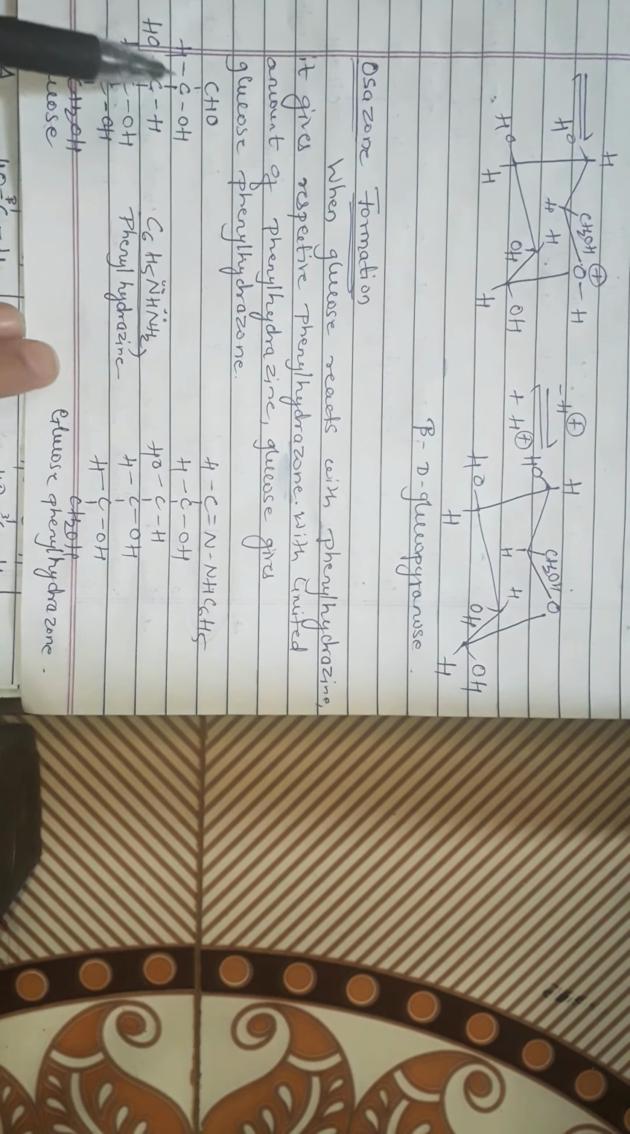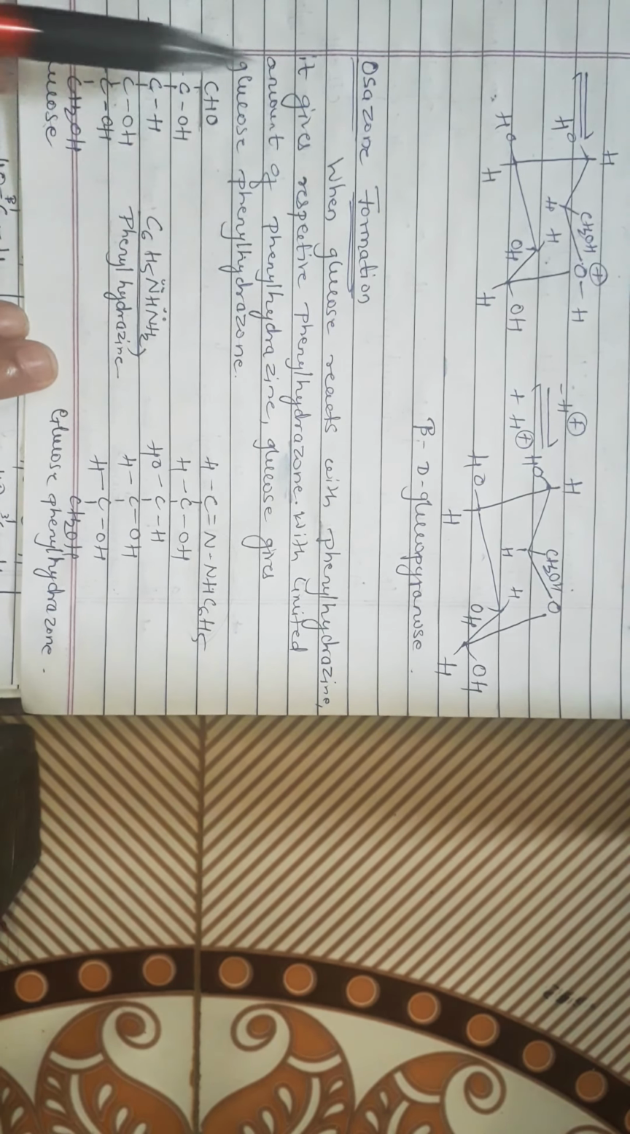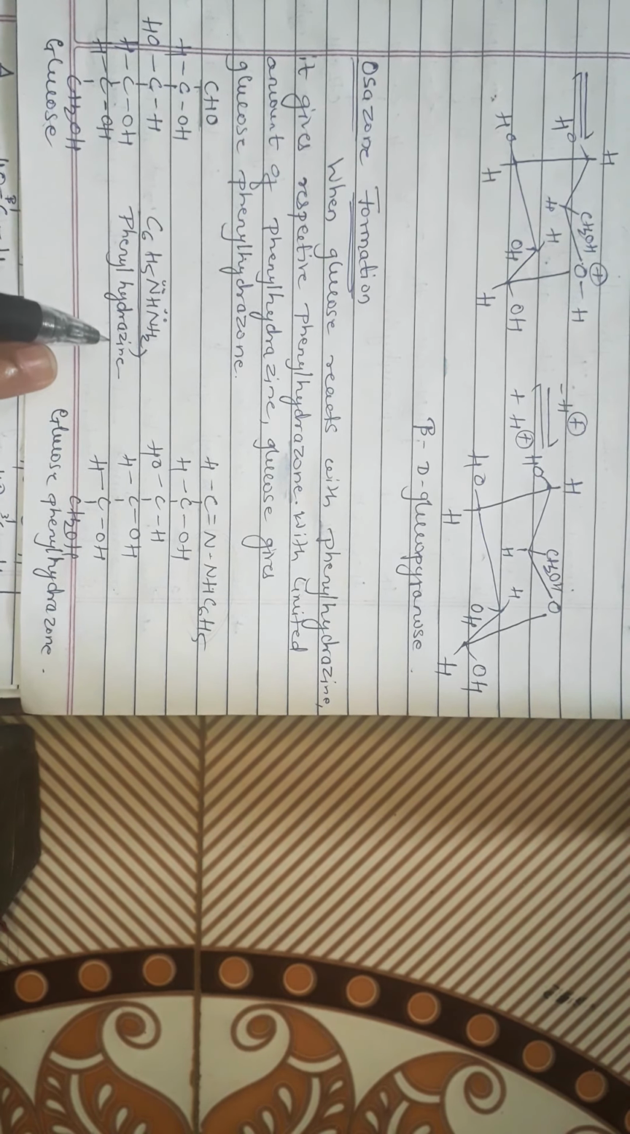Now here you can see the structure of glucose. It is called an aldose due to the presence of this aldehyde group, that is, a CHO group. Osazone formation includes the reaction between glucose and phenylhydrazine.